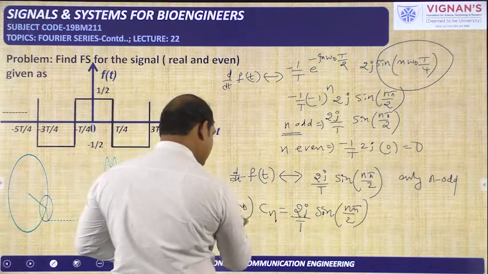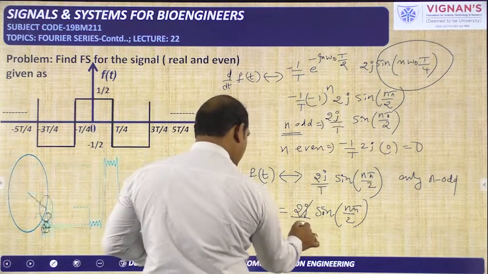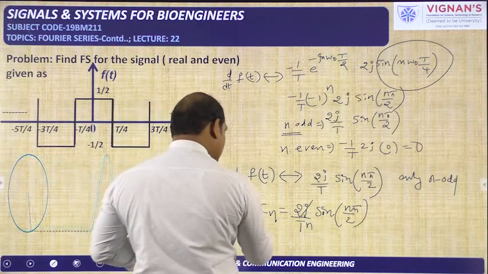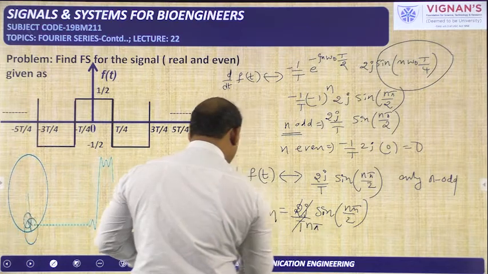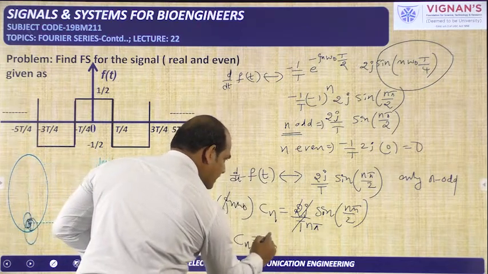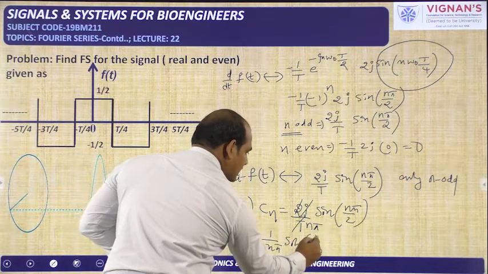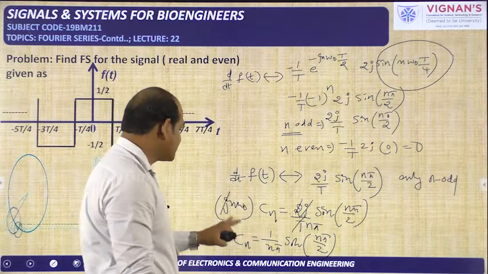So j and j cancel. This n will come in the denominator. Omega naught means 2 pi by T, we will write. So this 2 and that 2 will be cancelled, T and T cancel, and pi will come in the denominator. So Cn is equal to 1 by n pi sin n pi by 2. This is the exponential Fourier series coefficient. That means Cn is over.